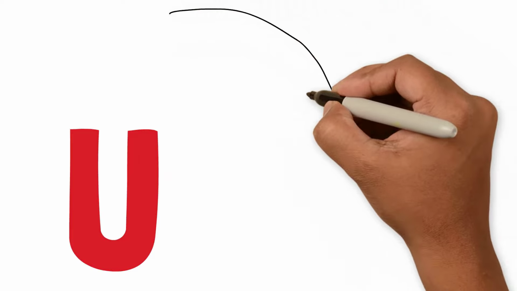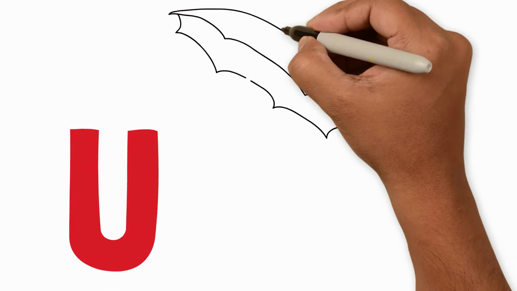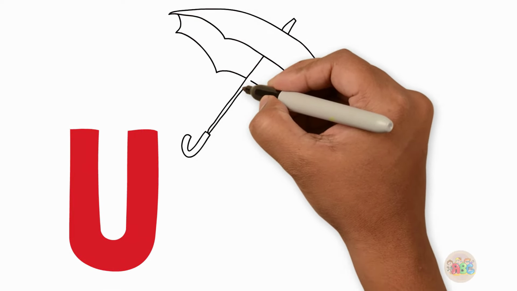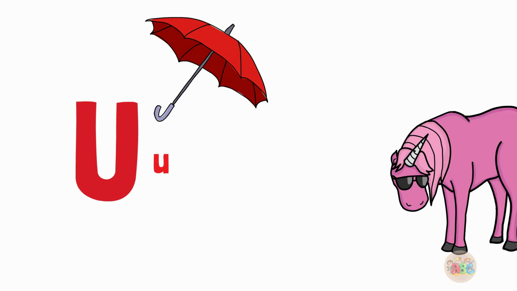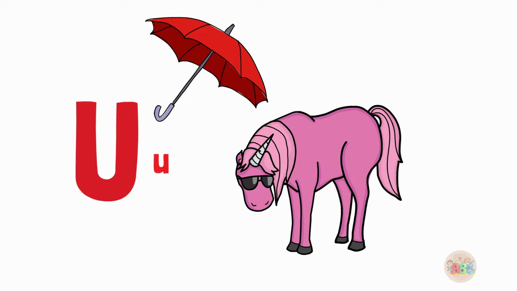U. U is for umbrella. Umbrella. Again say with me, U is for unicorn. Unicorn.